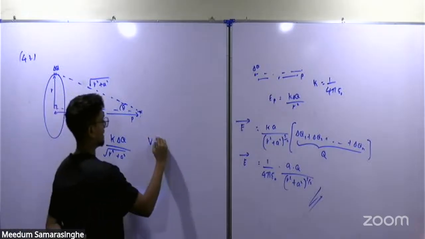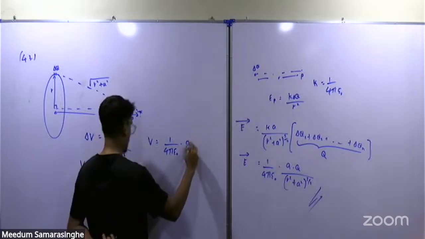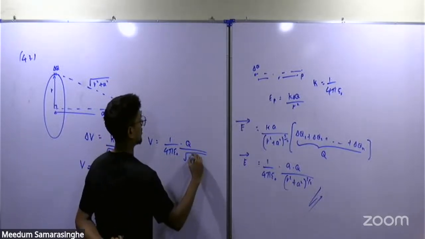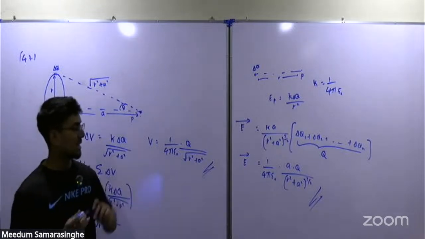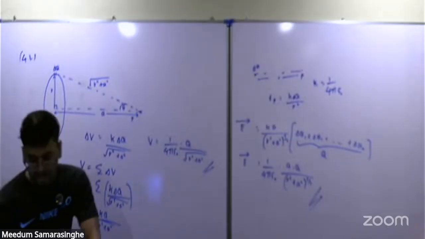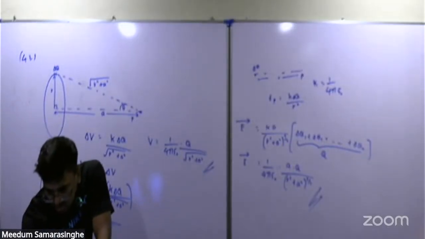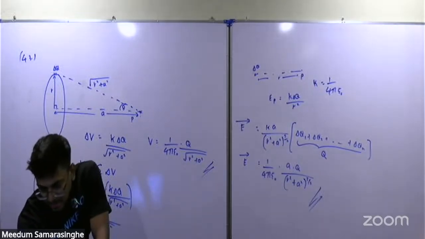So the potential at this point, where k is 1 over 4 pi epsilon naught, is Q over the square root of R squared plus a squared. That is the answer. So potential is this one. Electric field strength is that one. So what is the answer?